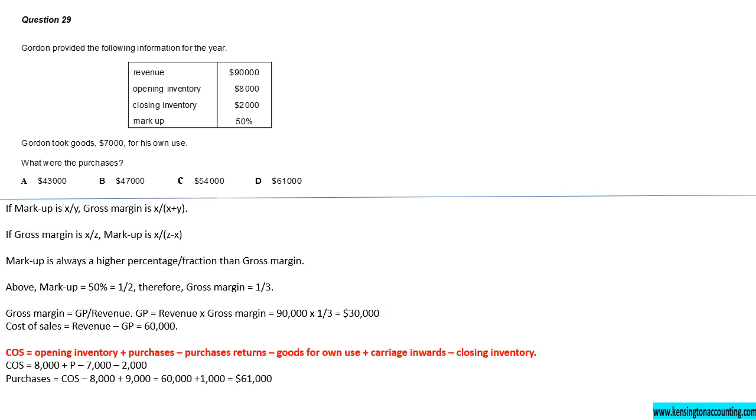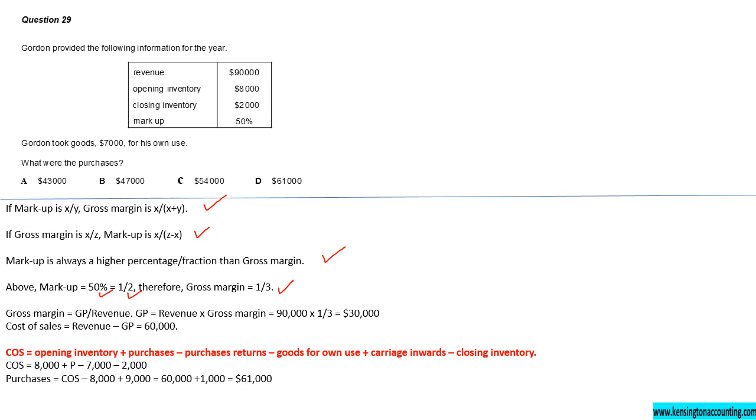Now, just a recap here. If markup is X divided by Y, gross margin is X divided by X plus Y. If gross margin is X divided by Z, then markup is X divided by Z minus X. A gross margin is always a lower percentage or fraction than the markup. Okay, in this question, markup is 50%, which is half. Therefore, applying the above formula, gross margin is 1/3.